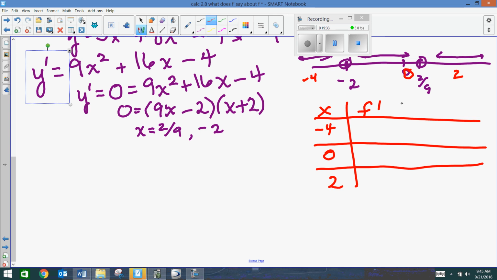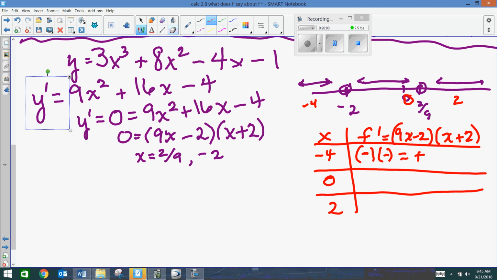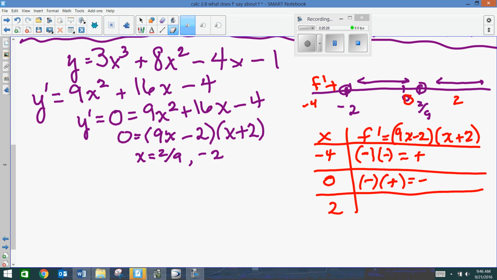F prime is, remember, 9x minus 2 times x plus 2. When I put in negative 4, 9 times negative 4 is definitely negative, and negative 4 plus 2 is negative. Two negatives multiplied equals a positive, so I'm going to put f prime positive. Now I'm putting in 0. 9 times 0 minus 2 is negative, 0 plus 2 is positive, and a negative times a positive is a negative. So I put f prime negative.